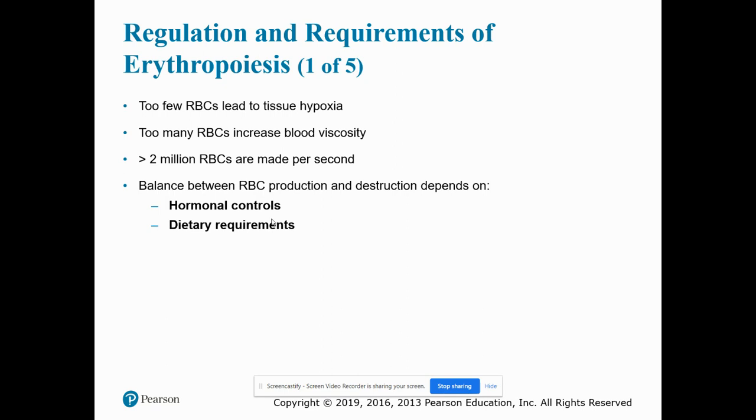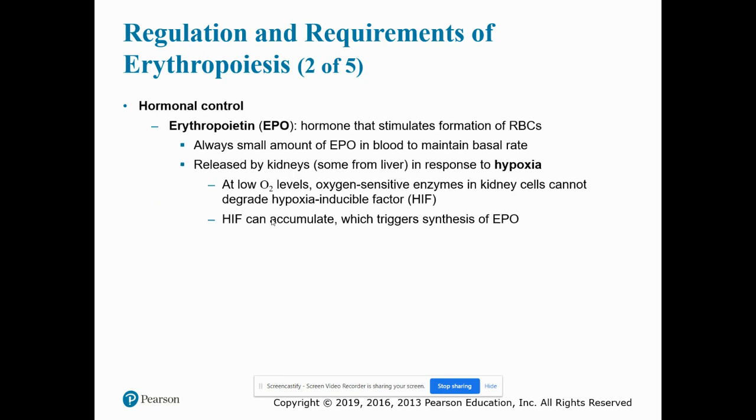More than 2 million red blood cells are made per second, and the balance between red blood cell production and destruction depends on two things. The first one that we'll talk about is hormonal controls, and the second one is dietary requirements. So for hormonal control, we talk about EPO, or erythropoietin. EPO is a hormone that stimulates the formation of red blood cells.